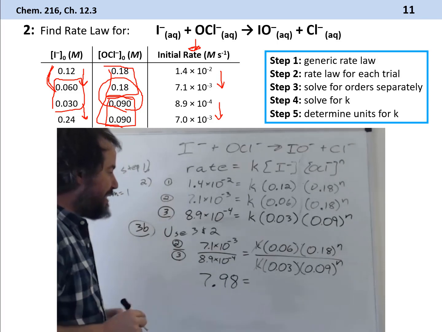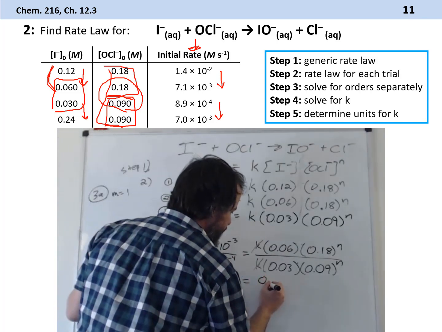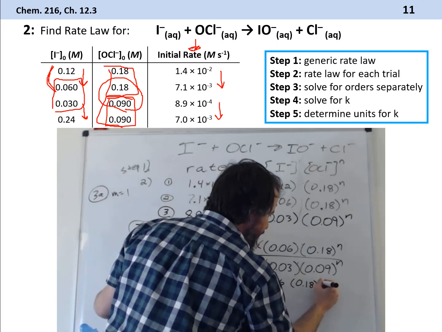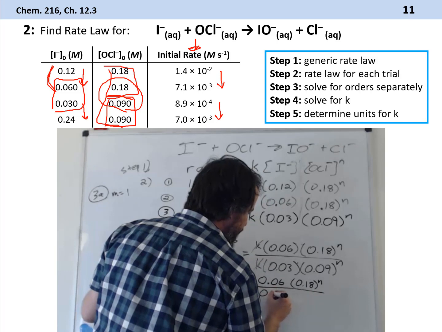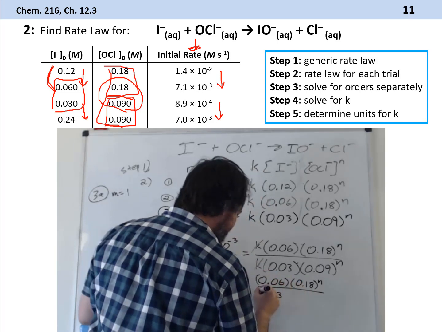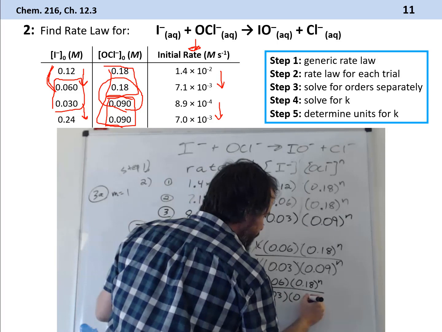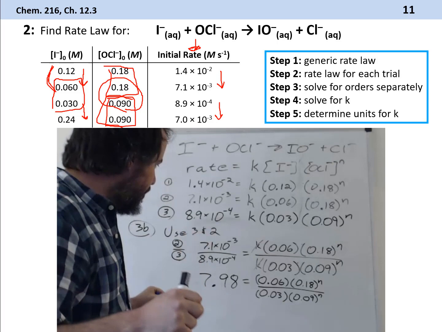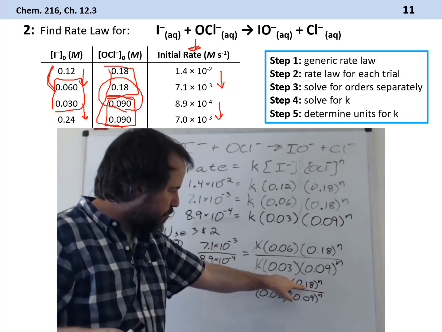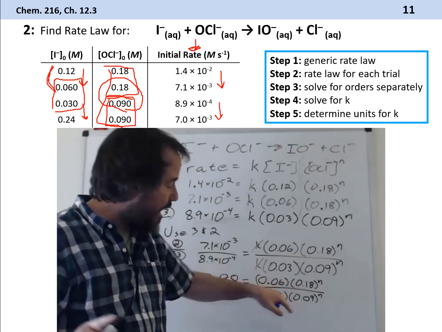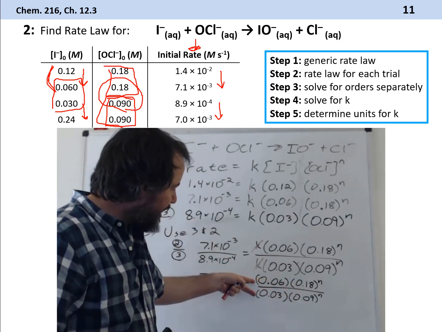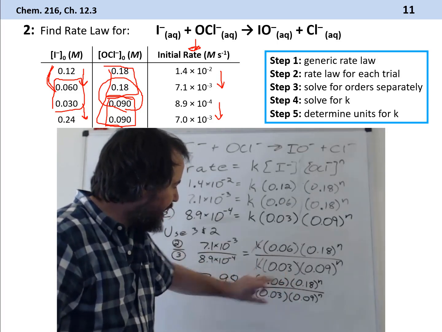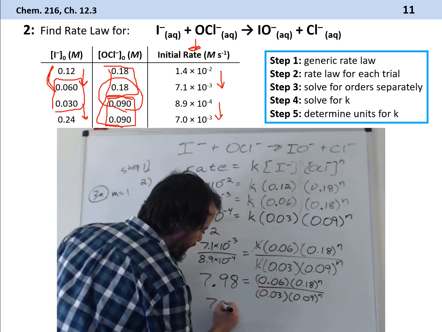All right, so that means that I have 0.06 times 0.18 to the n over 0.03 times 0.09. Now what you're going to be tempted to do, because I'm always tempted to do it, is take this 0.06 and multiply it by the 0.18. But you can't do that. That's not allowed. So let's go ahead and get rid of these. This will be 7.98.